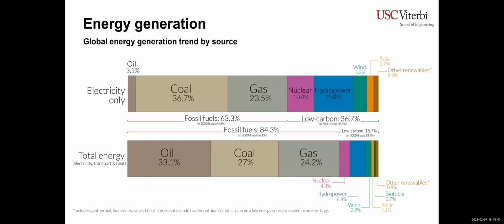So global, and this is a plot that shows the sources for generating energy, all kinds of energy, electricity, transport, and heat, as well as electricity only, which is the one that we use in our data centers or charging our batteries, and so on and so forth.